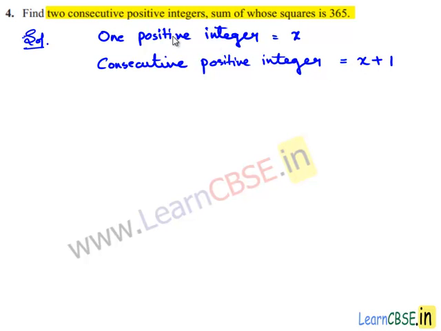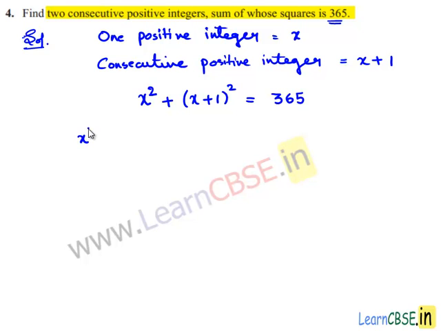According to the given condition, the sum of the squares of the two consecutive positive numbers is 365. So the square of the first positive integer is x square, and the square of the consecutive positive integer is (x plus 1) whole square. So this is given as 365.